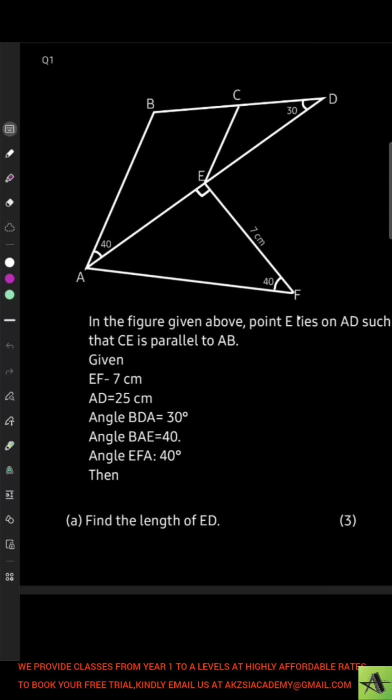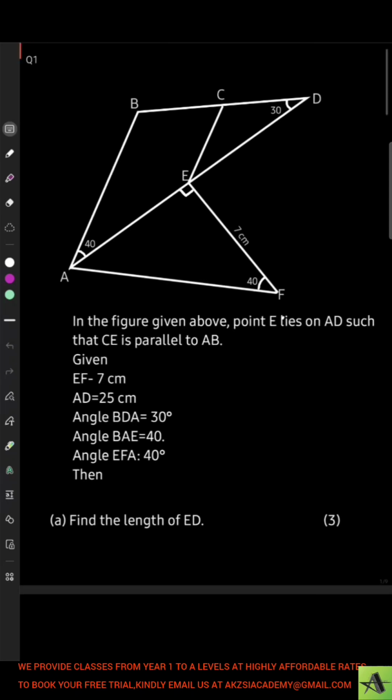Question number 1 says, in the figure given above, point E lies on AD such that CE is parallel to AB. Now, let me try to understand the question properly. There is a figure, and if you analyze it, it seems to be a combination of two or three triangles: this bigger one and smaller one, and this triangle is also split into this smaller triangle and this trapezium. So it's a compound figure, you can see.